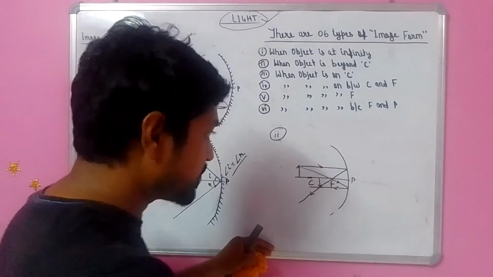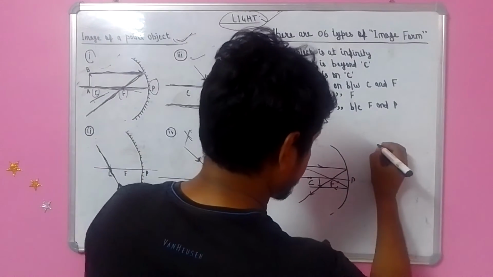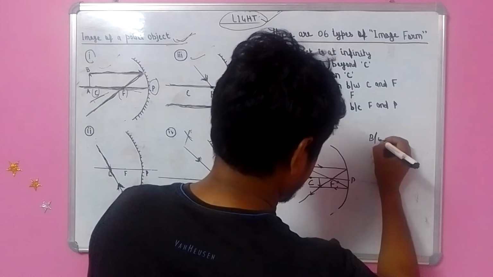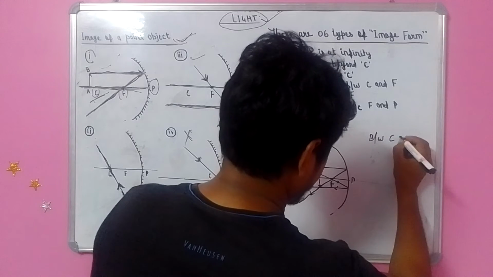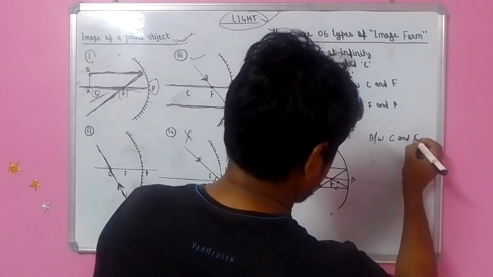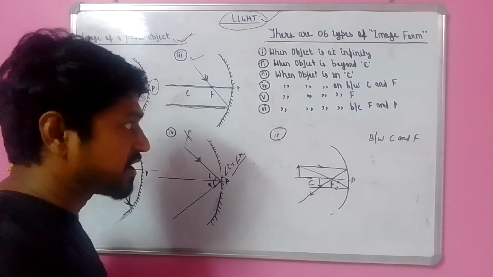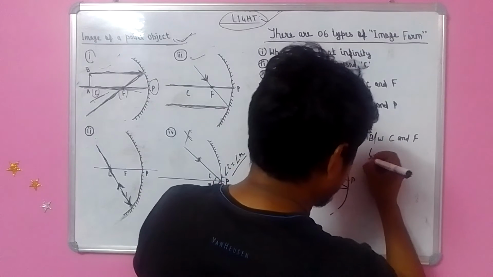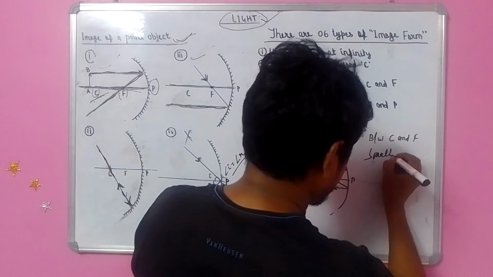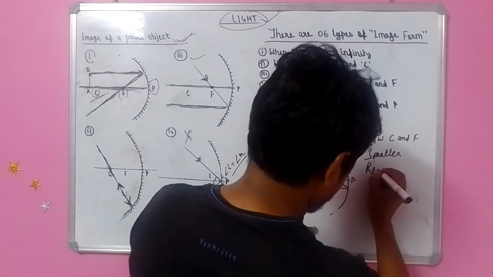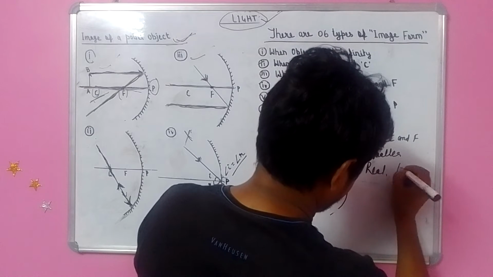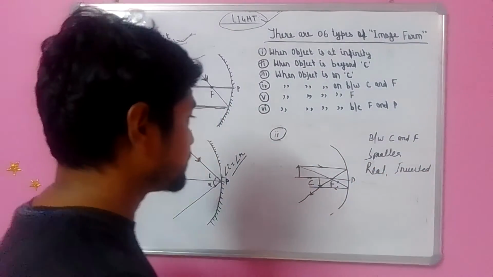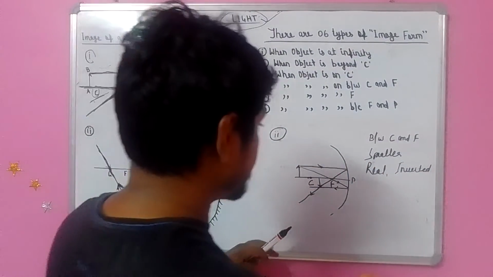Where does the image form? It will form between the center of curvature and the focus. What kind of image will be formed? A smaller, real and inverted image. We will see the third case.